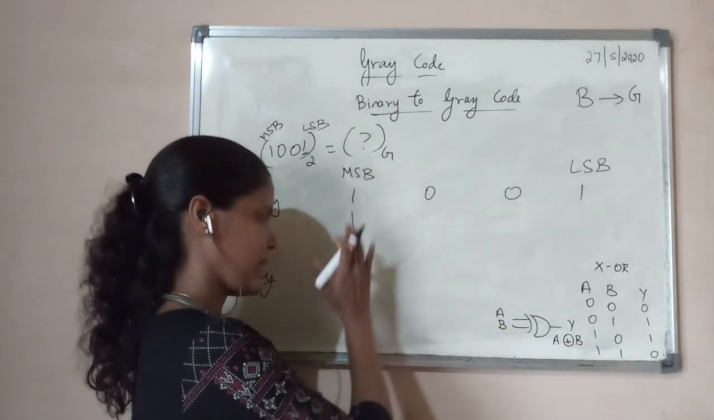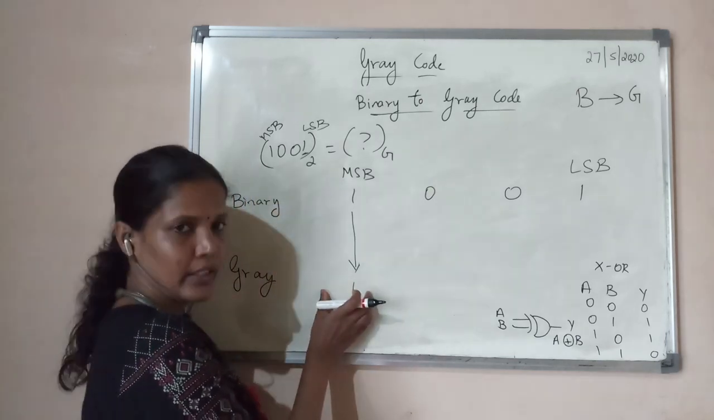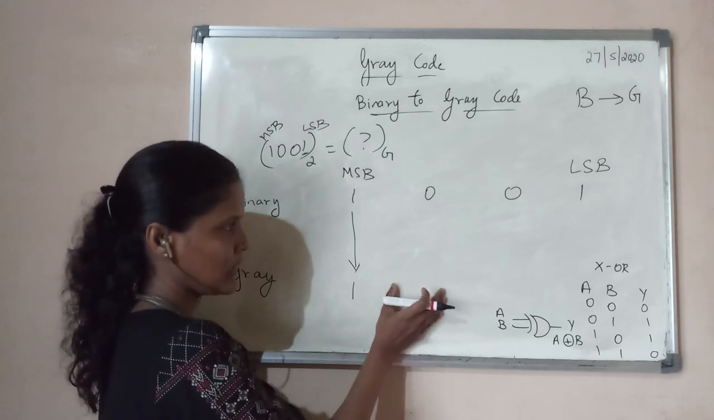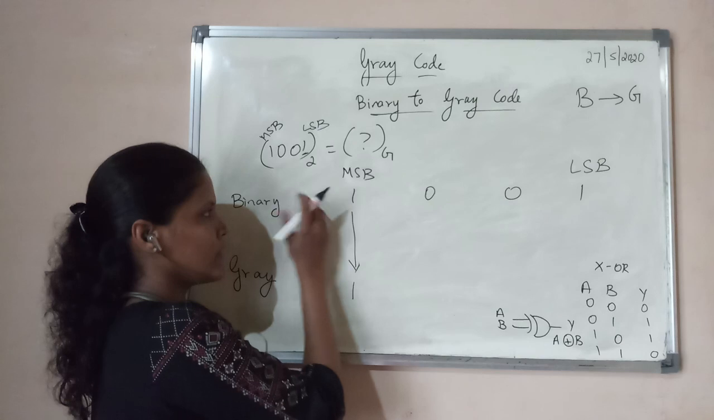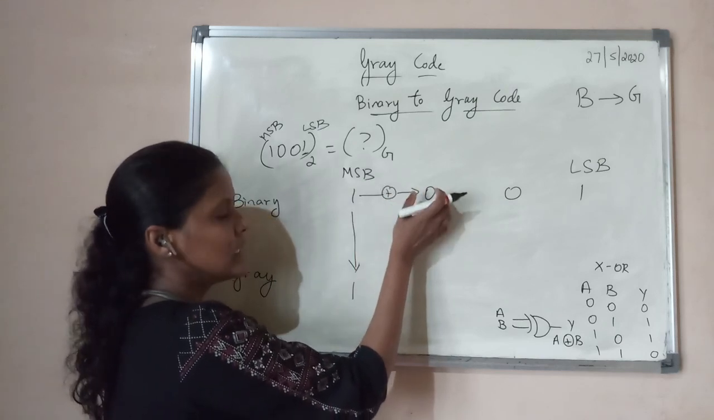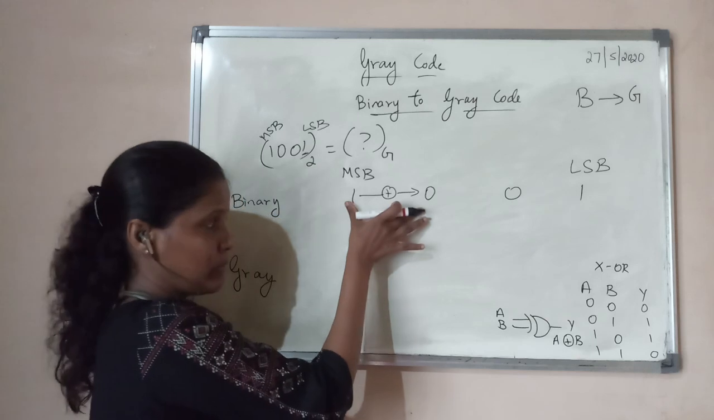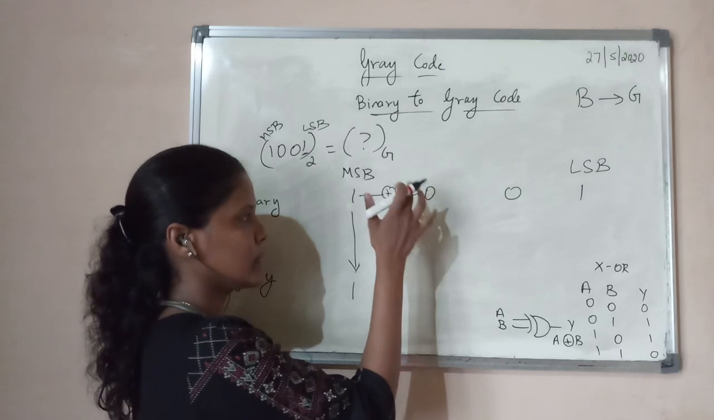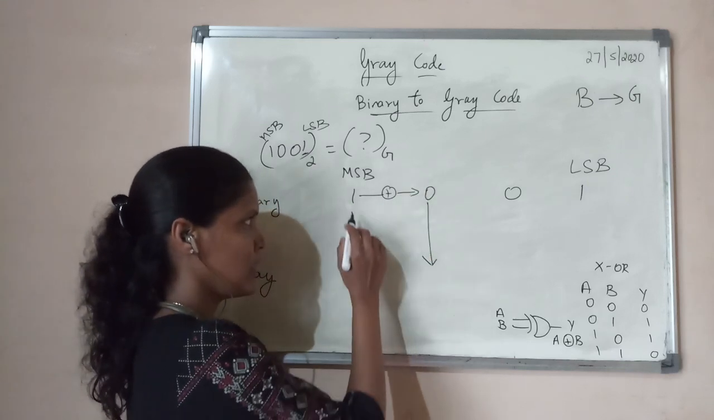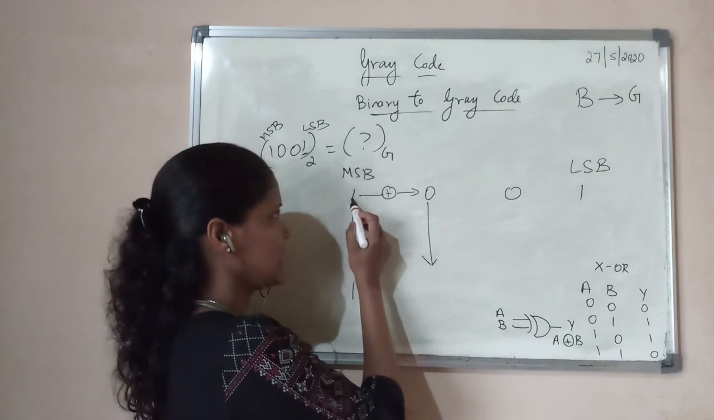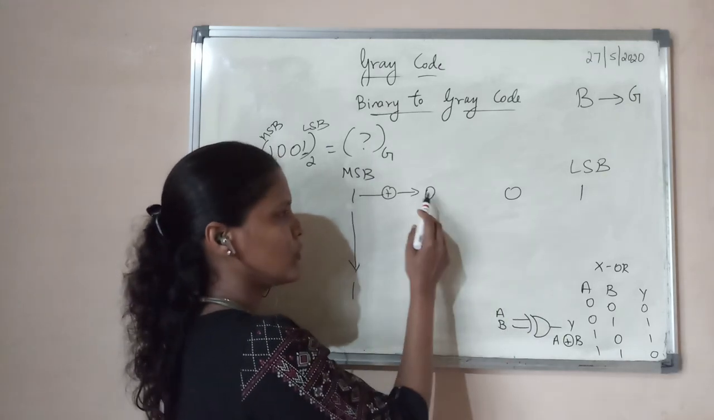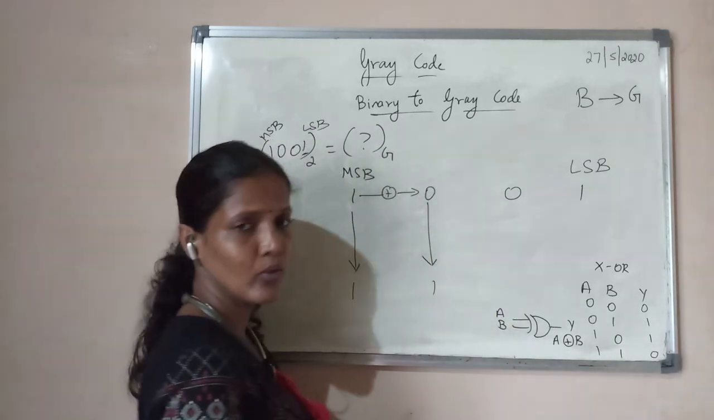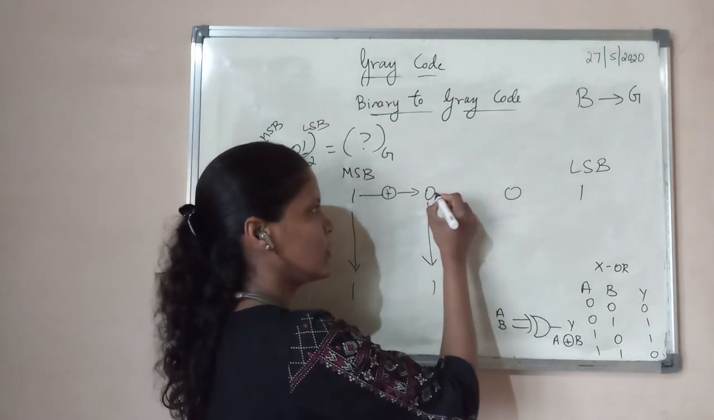Okay, now let's come back to the conversion part. The MSB of the gray code is the same as the MSB of the binary. Now I want to get the second MSB. For that, the first MSB of the binary must be XORed with the second MSB of the binary. We have to do XOR between these two bits. This and this must be XORed and the output must be written here. 1 and 0. If I consider this as A and this as B, A is equal to 1, B is equal to 0, then the output will be equal to 1. Clear? Then we'll move on to the next.